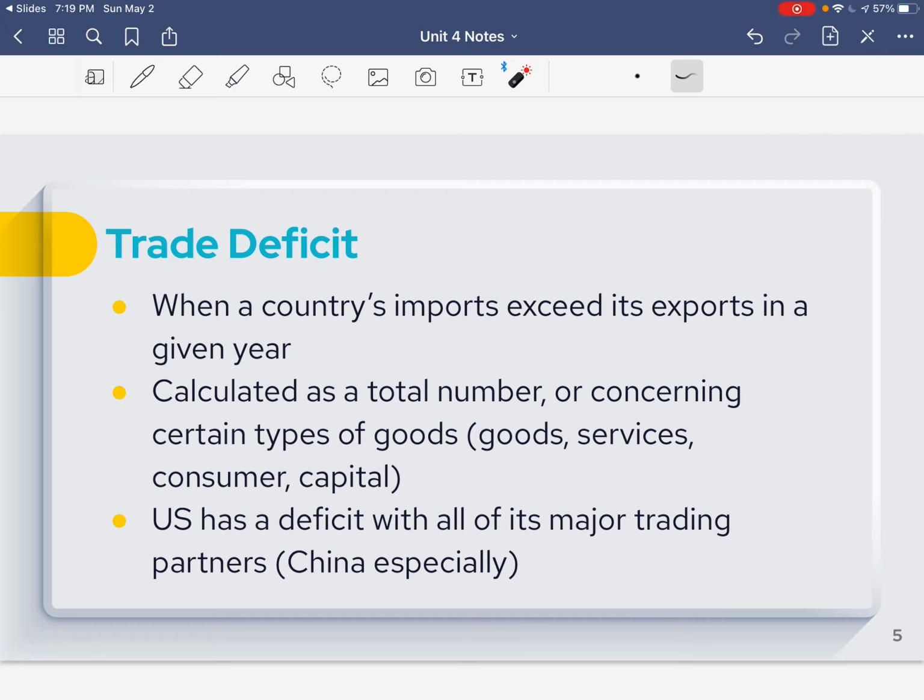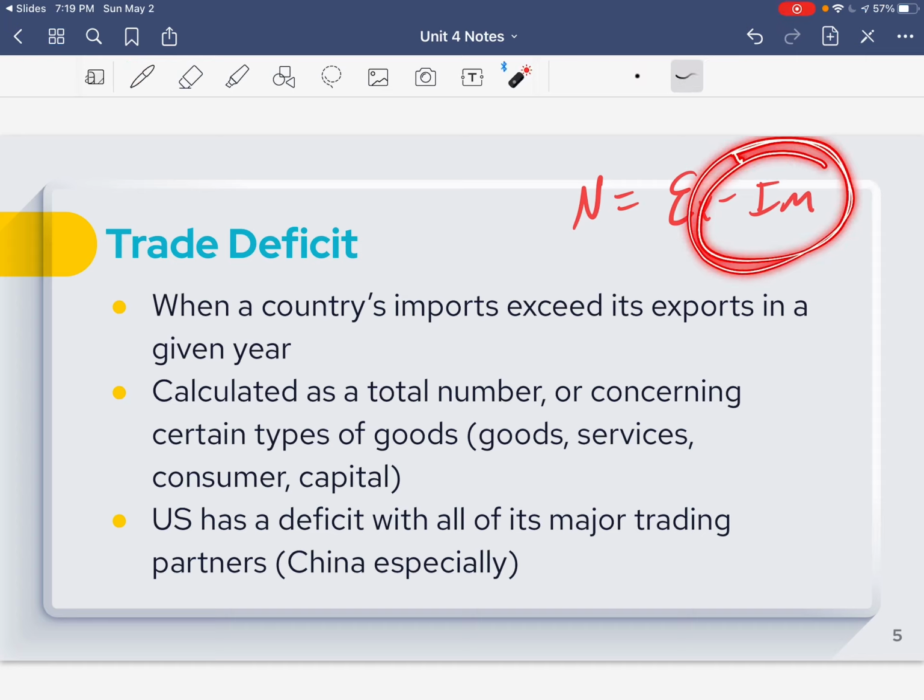So you need to understand the word trade deficit because that's what we hear a lot in the news. When they're talking about trade deals and tariffs, we hear the word trade deficit all the time. And so that's when a country's imports exceed its exports. So remember our equation for net exports was exports minus imports. So if imports is bigger, it's exceeding the exports, it's going to be a negative number. That's a deficit, a negative number.